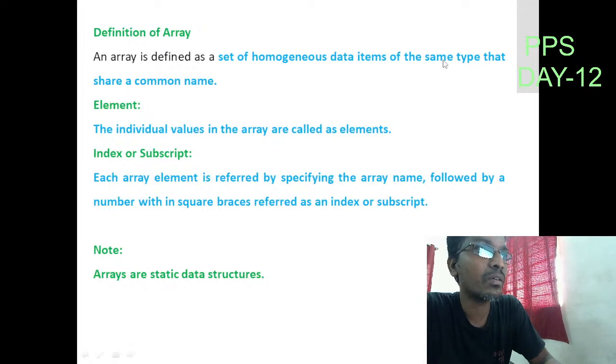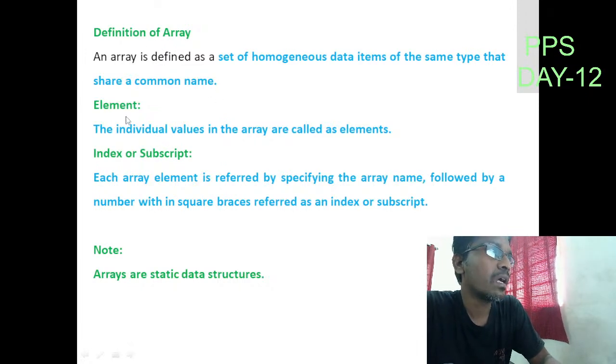For example, if I declare an array of size 10, then all 10 variables share a common name, and similarly all 10 elements have the same data type. I hope you understand what I am saying. So it is a set of similar data items of the same data type that share a common name. That is the definition of an array.